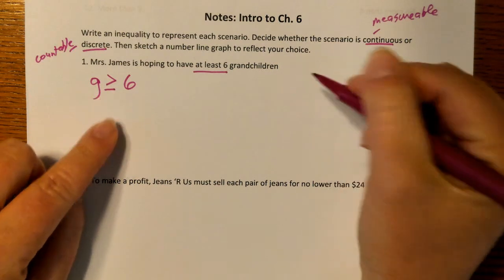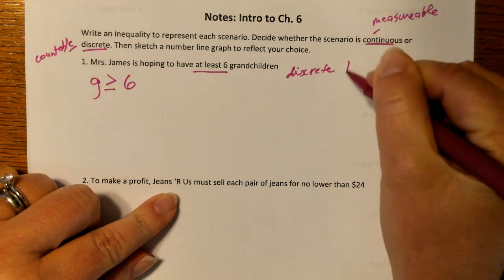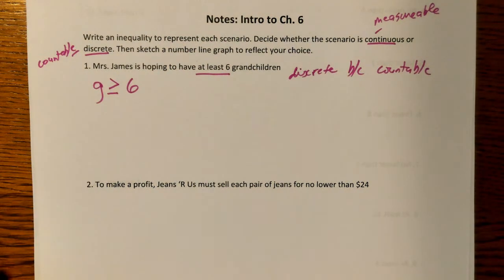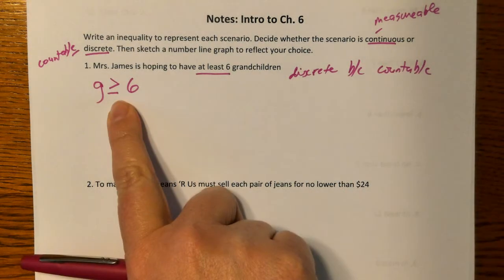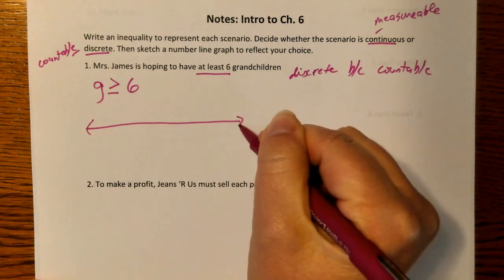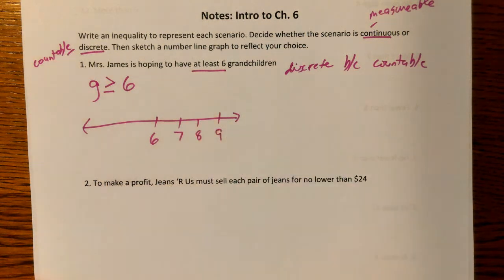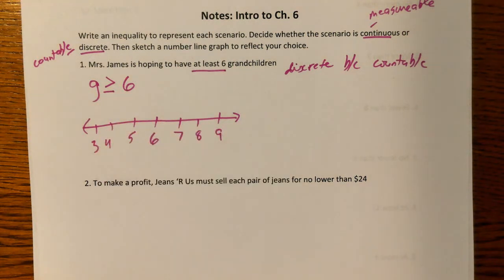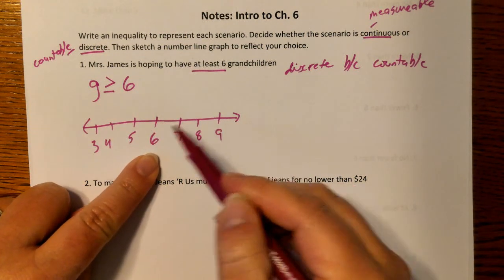Now, notice this is going to be discrete. It's discrete because it's countable. She can count how many grandkids she has. You don't measure it. She can't have 2.5 grandkids. There's 2 or 3. She counts them. So it is discrete. Now that doesn't affect what our inequality is, but it will affect our number line graph. We put a 6 in the middle. 7, 8, 9 would be to the right. 5, 4, 3 would be to the left. Well, greater than or equal to 6, we would start at 6 and shade to the right, towards 7, 8, 9.